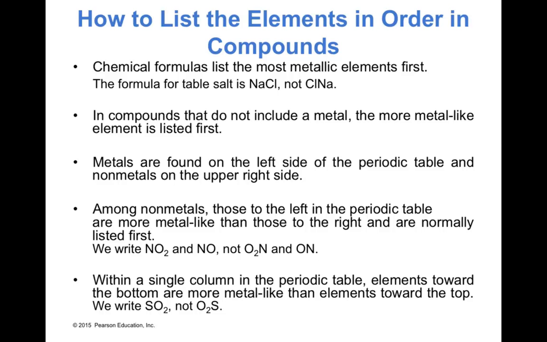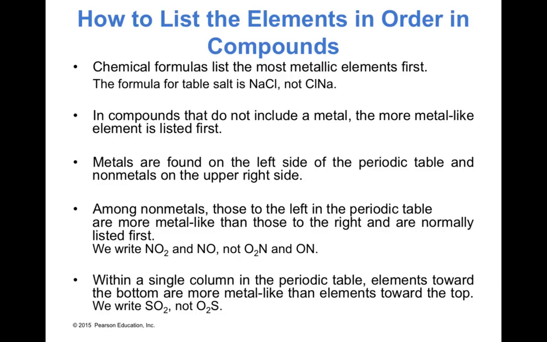Within a single column in the periodic table, elements toward the bottom are more metal-like than elements toward the top. So the ones at the bottom in the same family, or column, are more metal-like than the ones at the top. That's why if we have a compound with a combination of atoms of sulfur and oxygen, we will write in the chemical formula first the sulfur and then the oxygen, not the oxygen and then the sulfur, because the sulfur is in the lower part of oxygen.